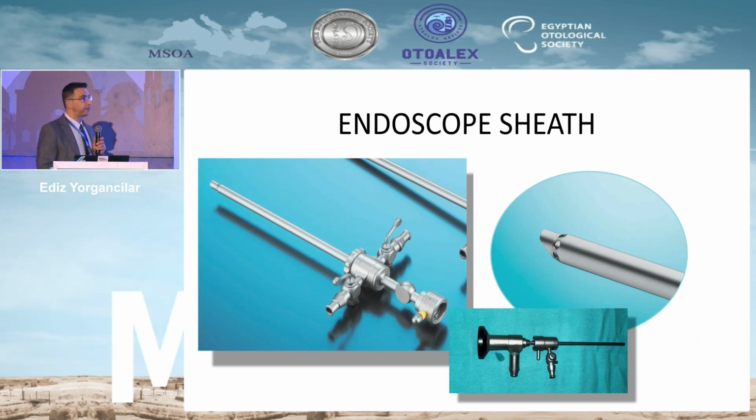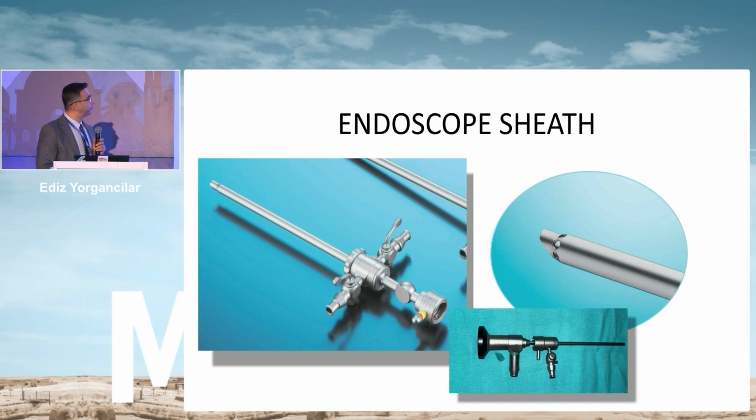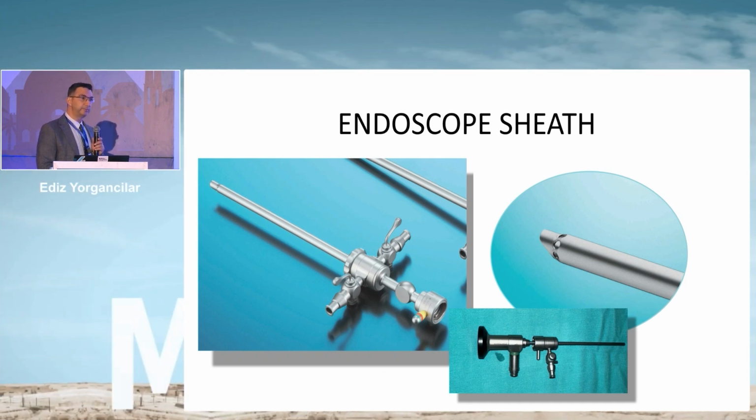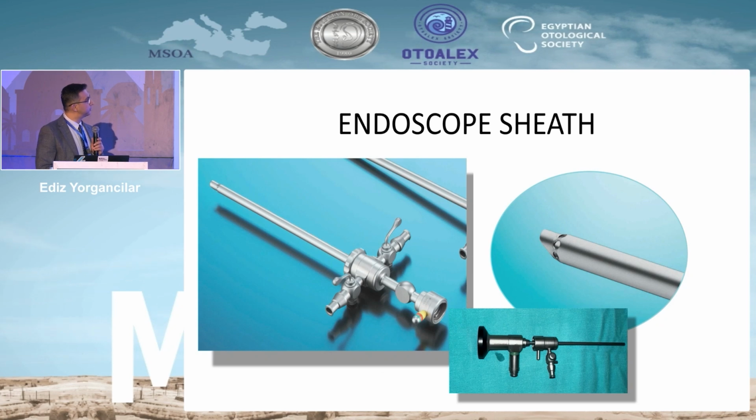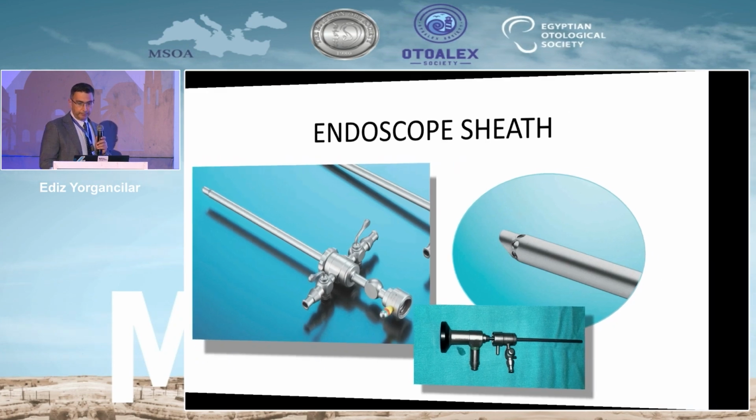This is 5.5 millimeters wide and suitable for 4 millimeter telescopes. Another dimension is the 3 millimeter and 4 millimeter sheath. This high flow system in the tip of the sheath limits the disruptive turbulence during the underwater technique.